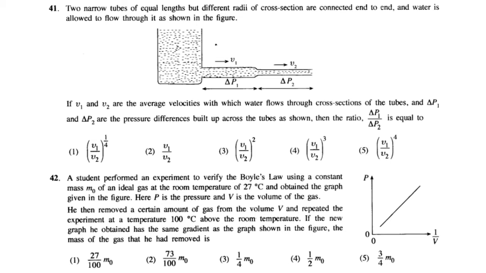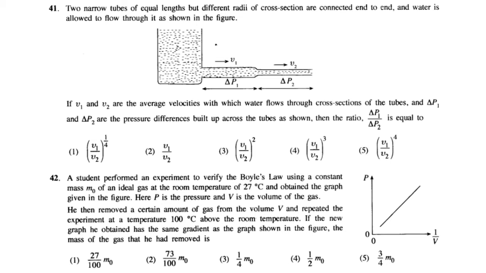They are asking for the ratio of delta P1 to delta P2. When a liquid is flowing through a tube, the volume of liquid flow per unit time is given by AV. A is the cross-sectional area of the tube and V is the speed of the liquid. In this case, the volume which flows in the first tube is flowing out from the second tube. So the rate at which the liquid flows in both tubes are equal.